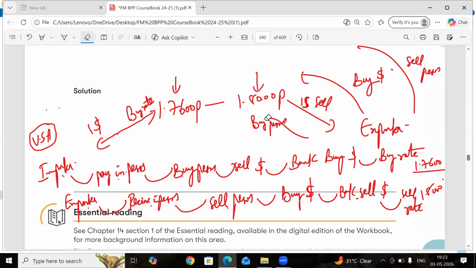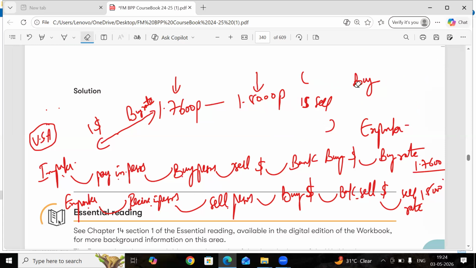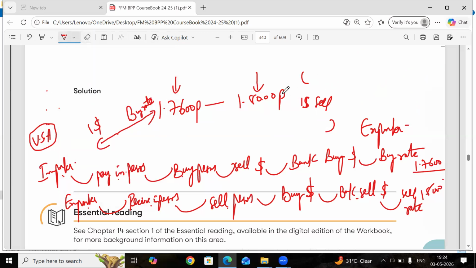So I don't want to create any confusion. That was only for learning, but you should keep it very simple. Otherwise, things can be very complicated for you. So I want to keep it very simple. Sell $1. Okay, that's it.